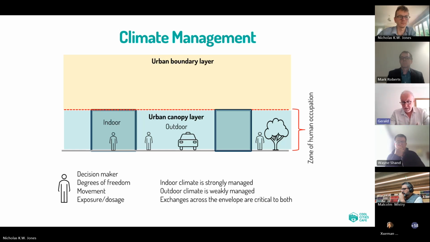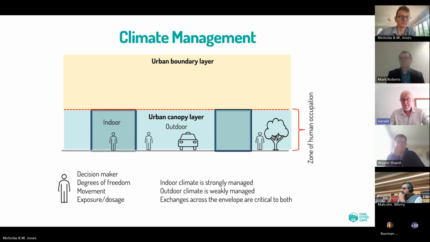And then we have to take into account the individual themselves, the decision maker, and their degrees of freedom to make use of the indoor and the outdoor spaces. So a critical thing at the outset is to decide upon what is the nature of the urban heat island that you're examining and how you would seek to address it.